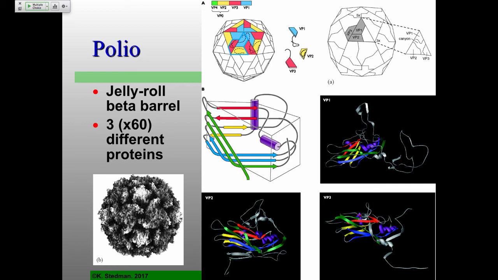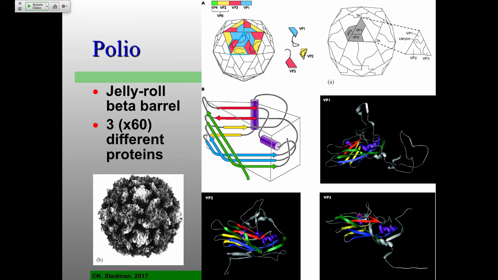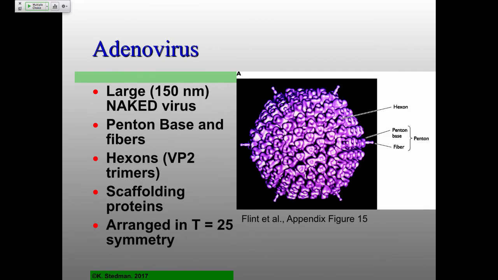So this is a nice simple version. One of the reasons to use polio is that it is one of the few viruses that we actually have an X-ray crystal structure for. And so we have the really high resolution structure, which is shown down here in the corner of that particular structure. Adenovirus, sort of the classic Sputnik-like virus.